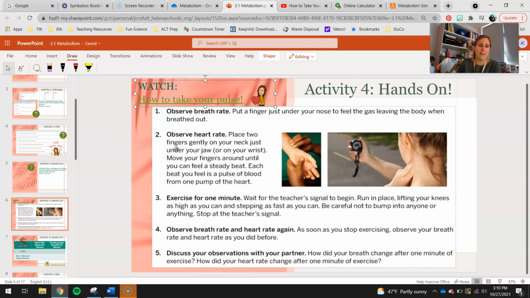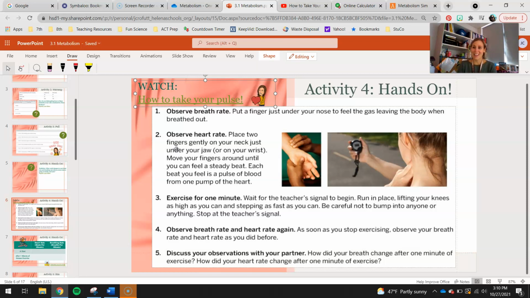Once you have established your baseline and figured out what your resting breathing rate is, how many breaths you're taking in a minute, and how many times your heart is beating in a minute, so your pulse, you will record those on the table on the next slide, and then you are going to exercise vigorously for 1 minute. So really go ham, okay?